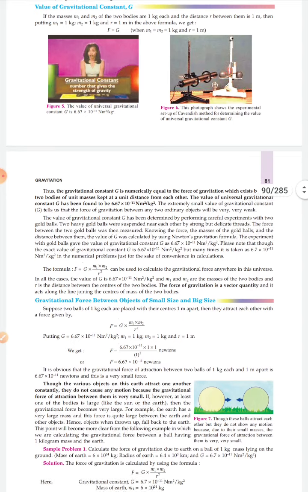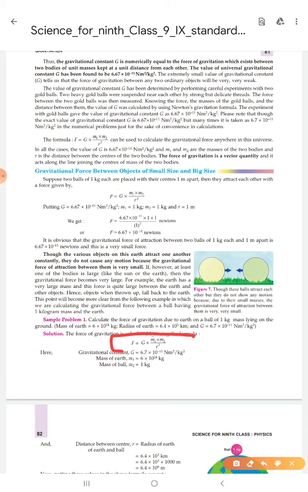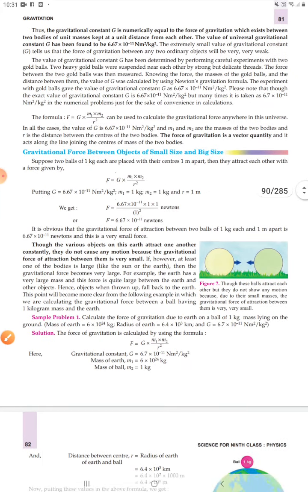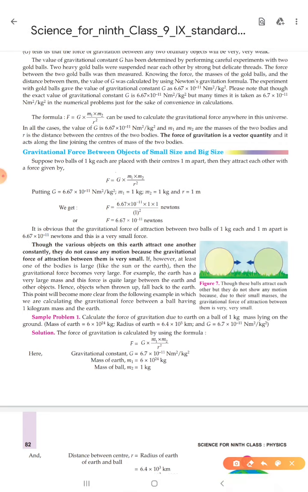Now we have this formula, and we can solve numericals by using it. I'm explaining one question in front of you. This is our sample problem 1. Calculate the force of gravitation due to earth on a ball of 1 kg mass lying on the ground. We have the mass of earth, the radius of earth, and capital G. So in this question we have to find the gravitational force. Suppose this is earth. We have to find the force which is applied on a 1 kg body.